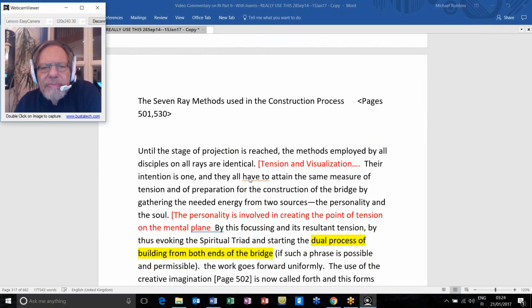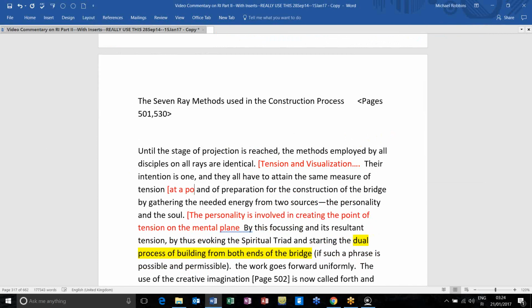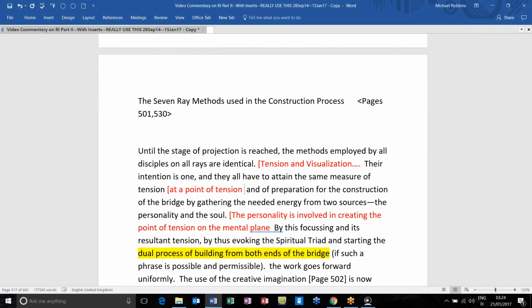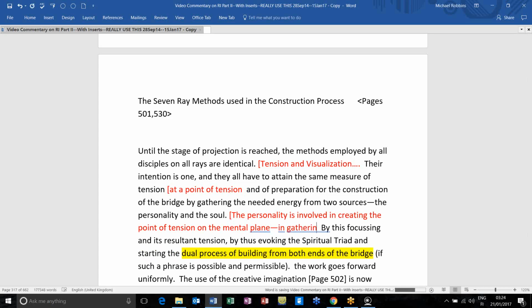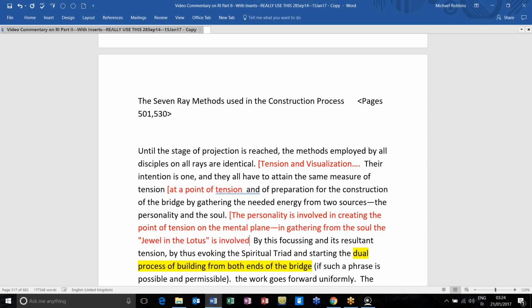Reviewing, their intention is one, and they have to attain the same measure of tension, obviously, at a point of tension, and a preparation for the construction of the bridge by gathering the needed energy from two sources, the personality and the soul. And remember, in the gathering from the soul, from what we read earlier, the jewel in the lotus is involved. The point of will, the point of monadic anchorage.